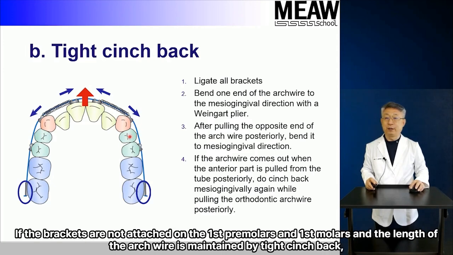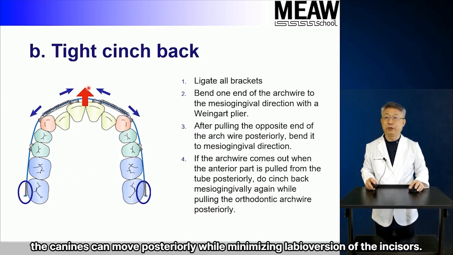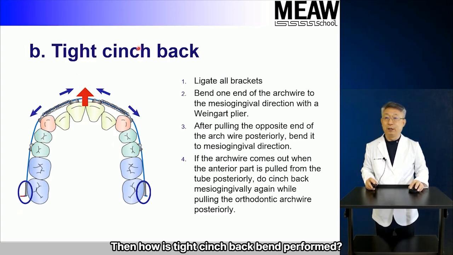If the brackets are not attached on the first premolars and the length of the arch wire is maintained by tight cinch back, the canines can move posteriorly while minimizing labioversion of the incisors. Then how is tight cinch back bend performed?